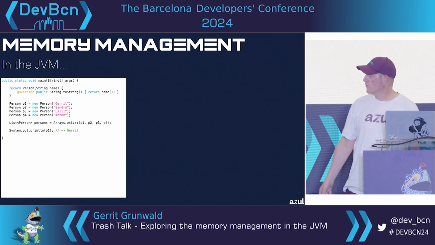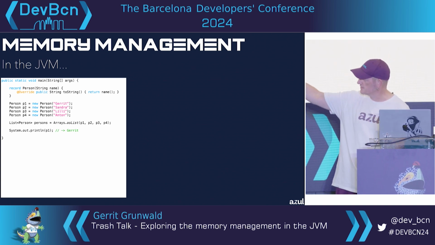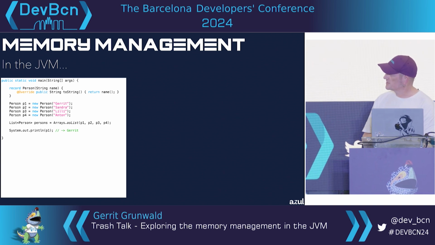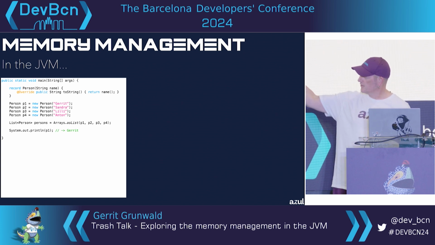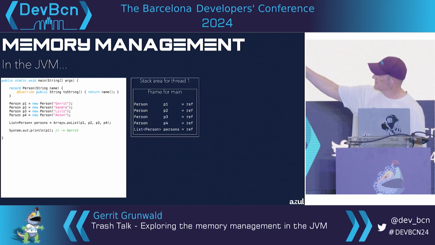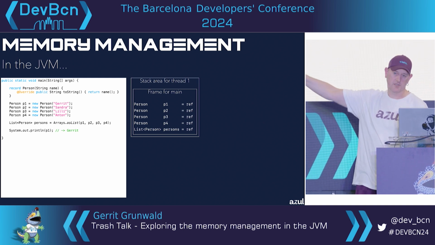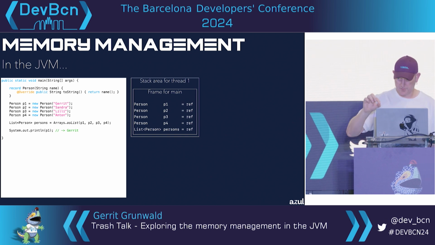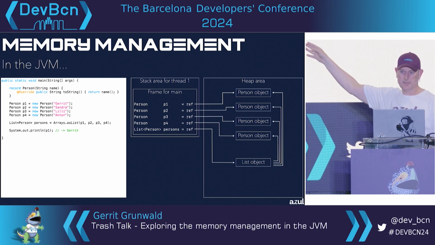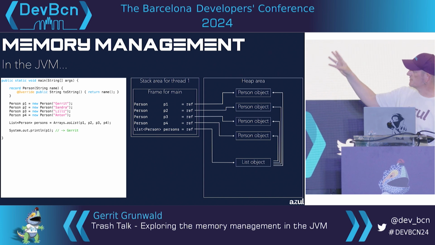To give you an idea how it works, this is a little piece of code with a record. I have some instances of this person, and I put the references into a list. When I print out p1, it prints out Gerrit. Perfect. This is the stack frame for that. It contains the references for all these objects that are created, and these references point into the heap. In the heap, we have the actual objects, and each reference points to these objects. This is how it works with the stack and the heap.